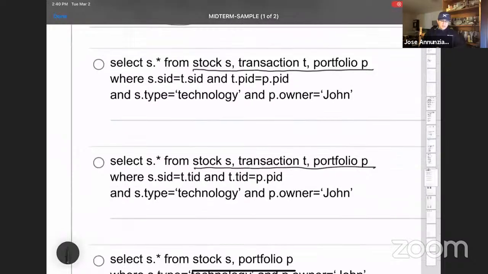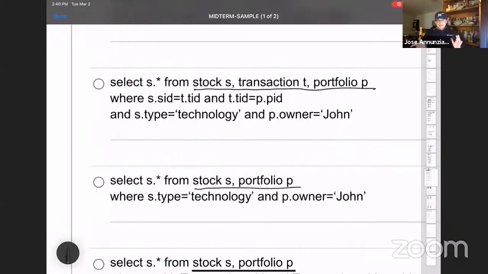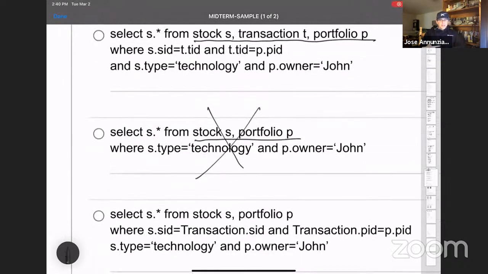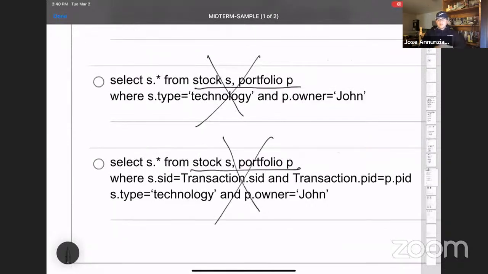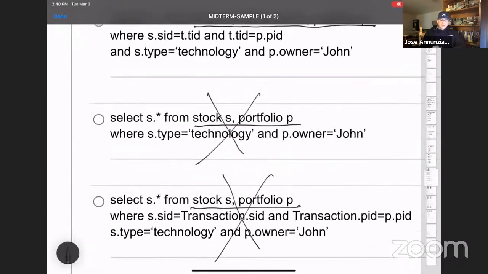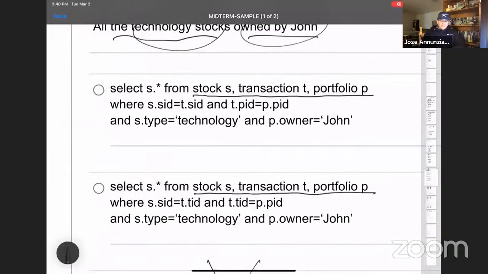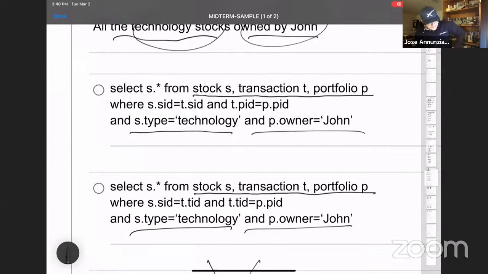What about this one over here? We're only joining two tables. That makes no sense, because there's no way to go from stocks to portfolio. So that's no good. And this one is also stocks and portfolios. Again, there's no way to get from one to the other, so we don't even consider it. So basically it's between these two. Both are filtering the type of the stock as being technology and the owner being John. So those are both worthy to consider. Basically, probably the difference is in the where clause.